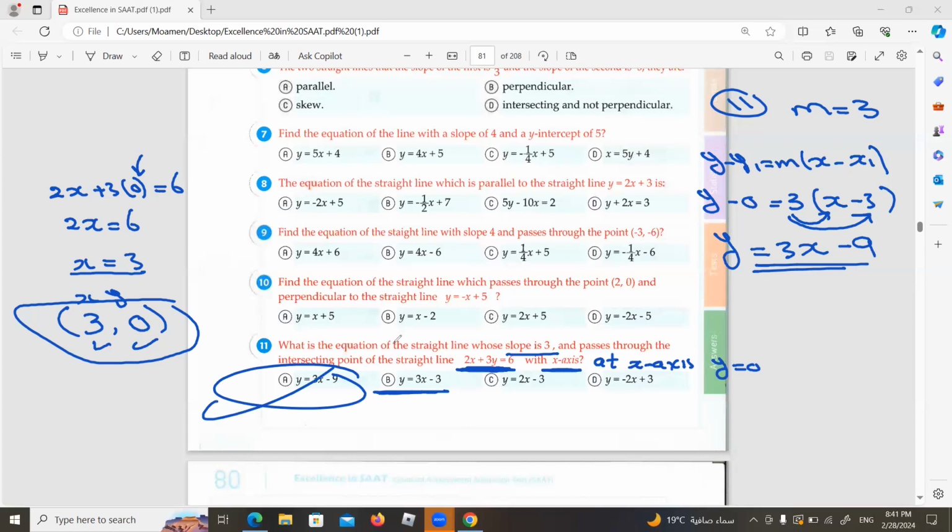This is the end of the first part of this session. We talked about the slope, and we have to know that the slope is the vertical change over the horizontal change. It means y2 minus y1 over x2 minus x1. The slope may be positive, negative, undefined, or zero. Also, if two straight lines are parallel, they have the same slope. If two straight lines are perpendicular, they have negative reciprocal slopes. It means you flip the slope and change its sign.